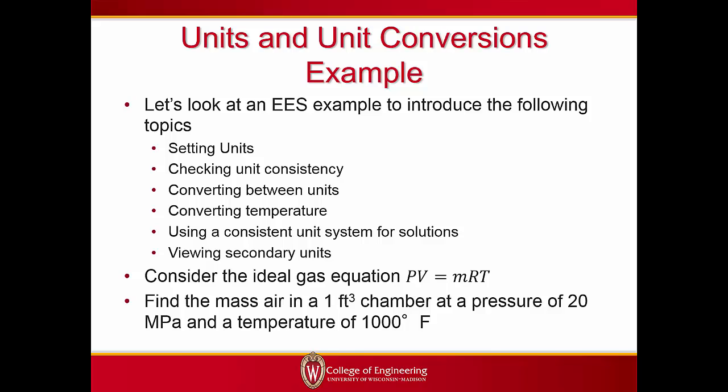Let's look at a simple example to begin to introduce the following topics on units. First, setting units, checking unit consistency, converting between units, converting temperature, which as we'll see is slightly different than typical unit conversions, using a consistent unit system for the solutions, and then viewing secondary units. So let's consider the ideal gas equation: pressure times volume equals mass times the ideal gas constant times temperature. Find the mass of air in a 1 cubic foot chamber at a pressure of 20 megapascals and a temperature of 1000 degrees Fahrenheit.